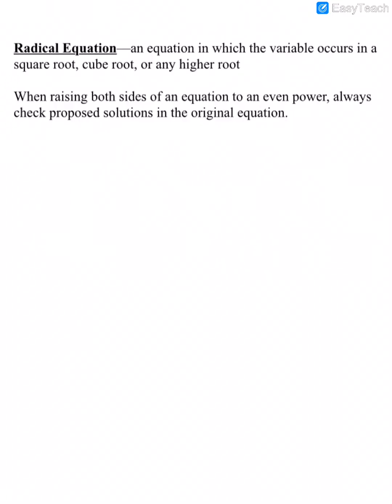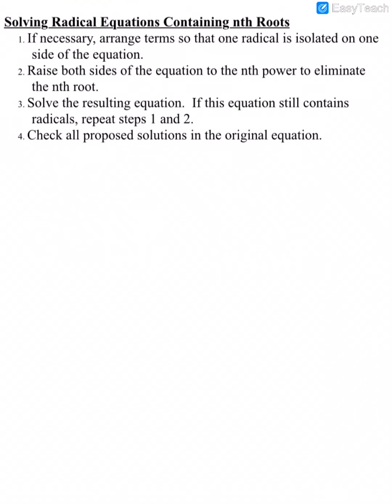Now, when we're raising both sides of an equation to an even power, we always need to check the proposed solution in the original equation, because we could have a solution that is called extraneous. And I'll tell you a little bit more about that in a minute. Alright, so when solving radical equations containing nth roots, if necessary, arrange the terms so that one radical is isolated on one side of the equation. And then raise both sides of the equation to the nth power to eliminate the nth root.